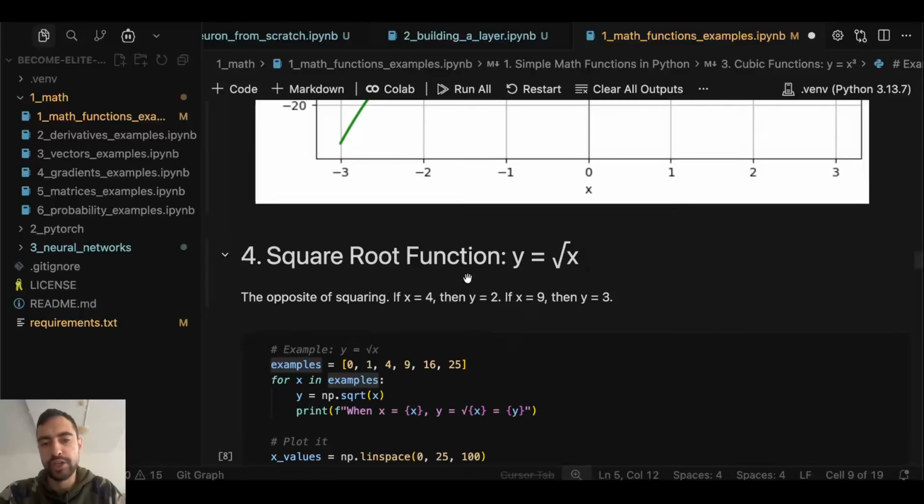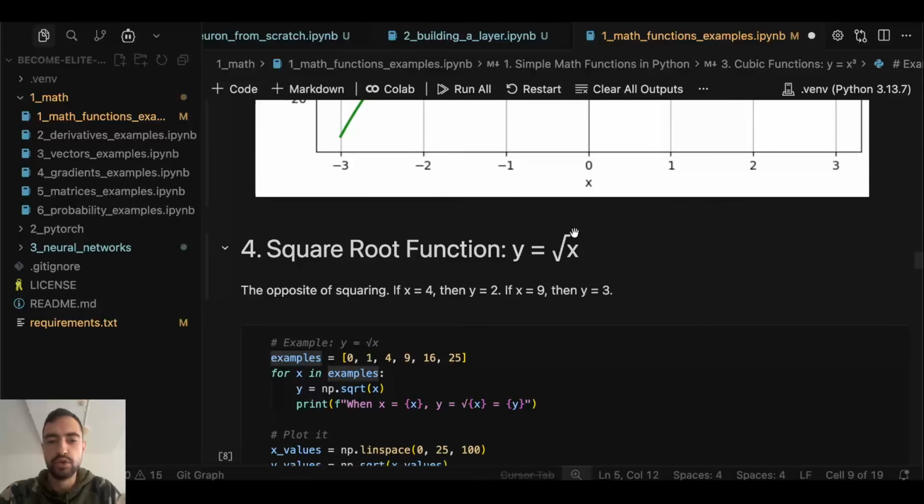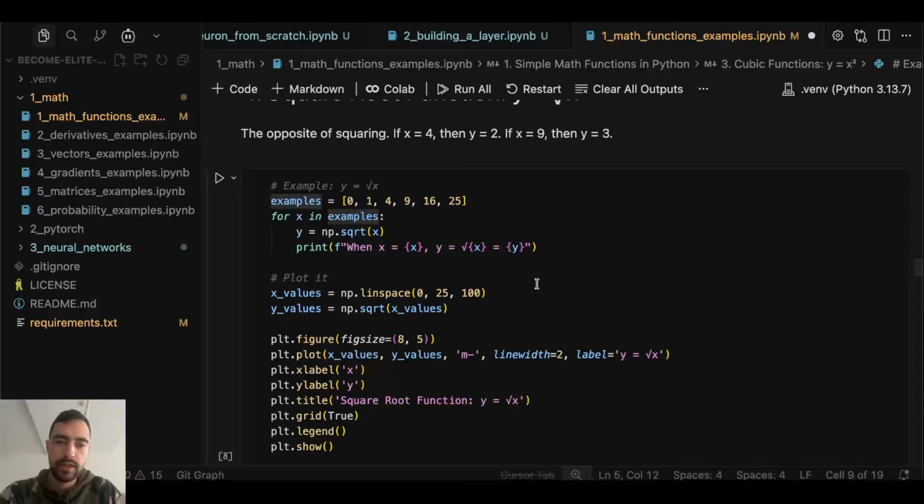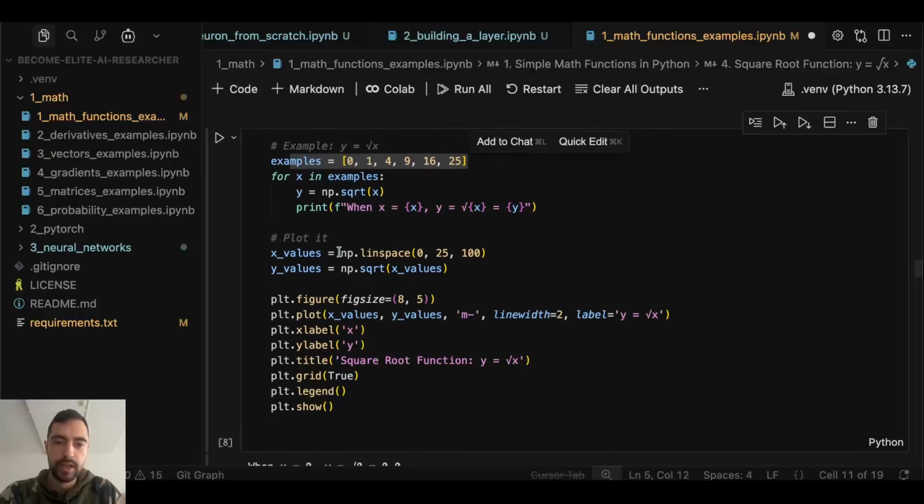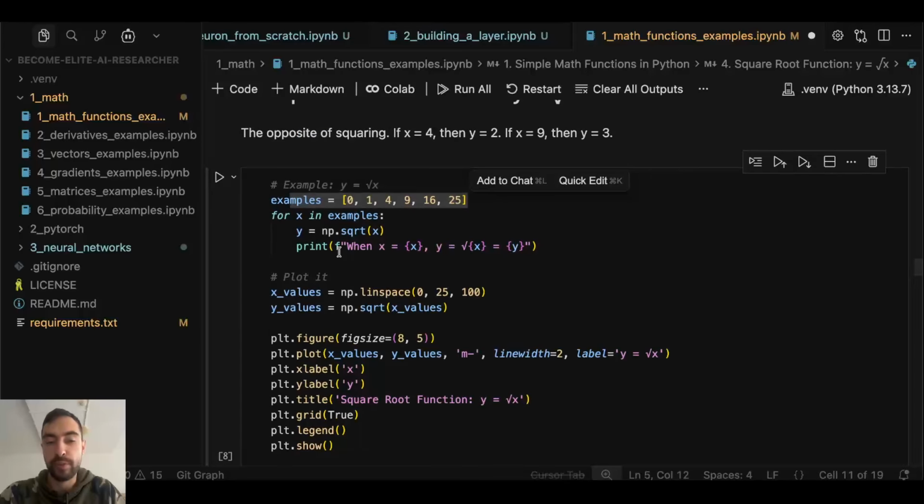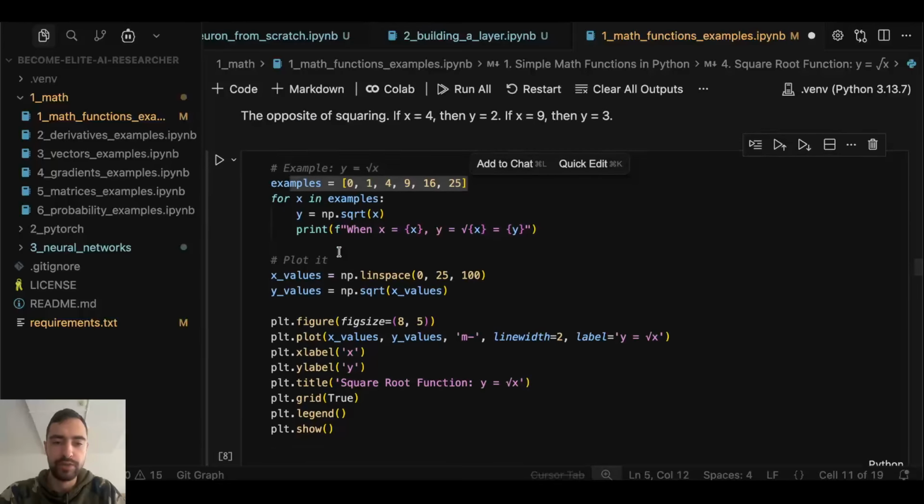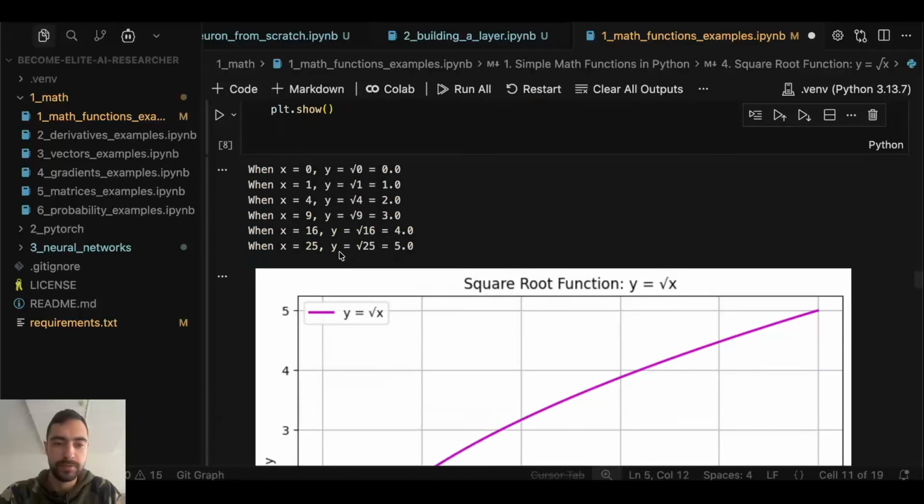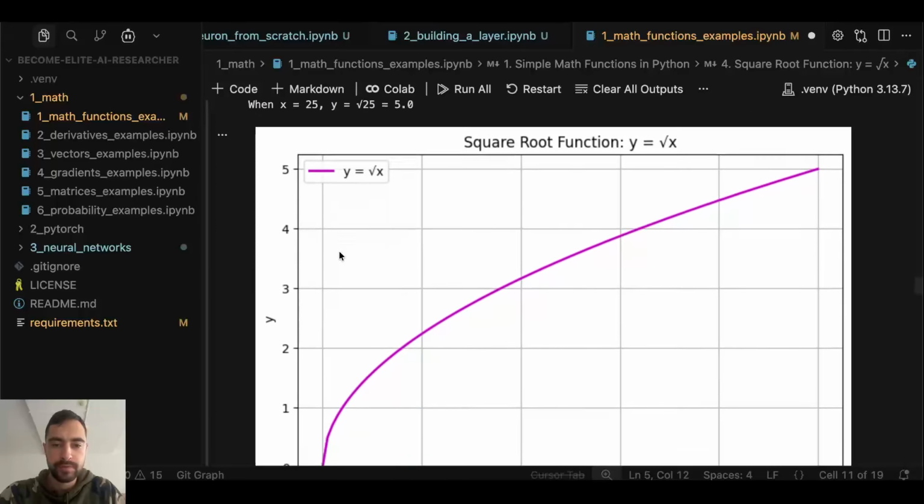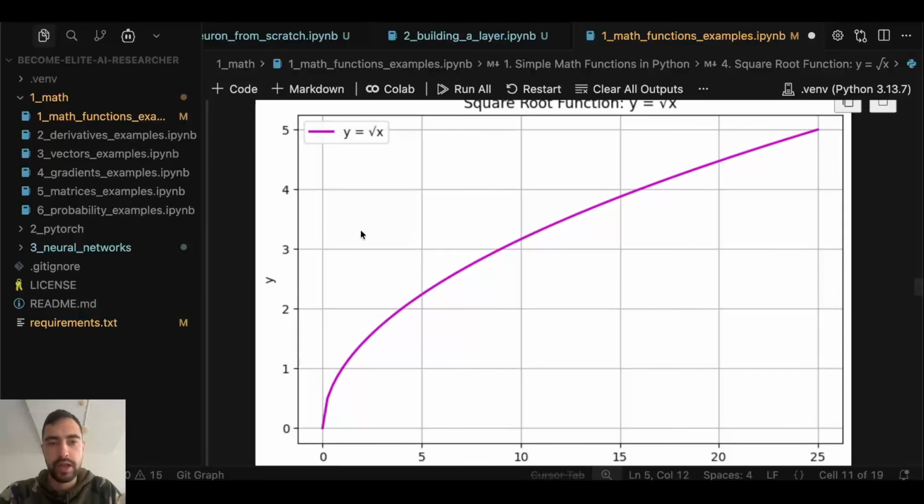Square root function. So y is equal to square root of x. I'm gonna have the same code here, so I put some numbers. You can only find roots of positive numbers, by the way. You cannot find roots of negative numbers. It's not defined, or it's not real, I should say. And so this is what y equals square root of x looks like. This is also good to know, this kind of function.